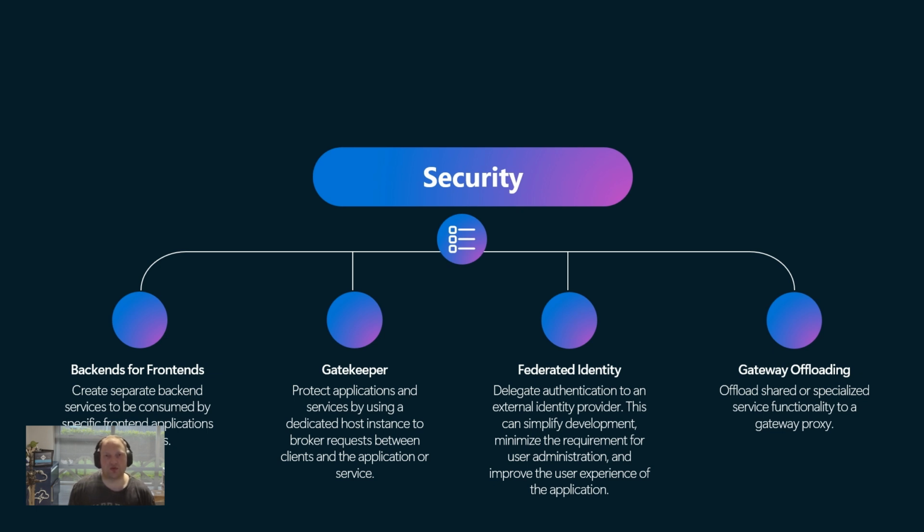Next, we have the gatekeeper pattern. In terms of this approach, we protect our applications and services by using a dedicated host instance that brokers requests between our clients and the applications and services. The gatekeeper acts as a security guard, ensuring that only authenticated and authorized requests are forwarded to the service. This pattern helps to shield our backend services from direct exposure to the internet, mitigating the risk of direct attacks. Additionally, it can enforce security policies and perform necessary checks, making sure that our systems remain secure and resilient against unauthorized access.